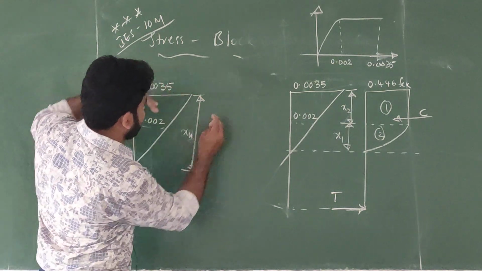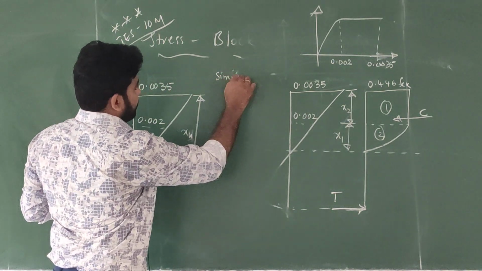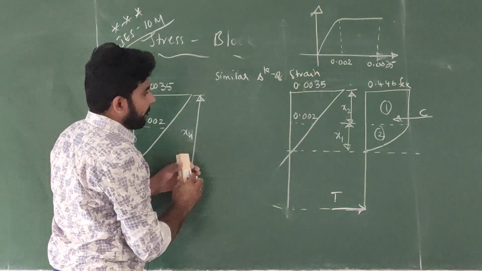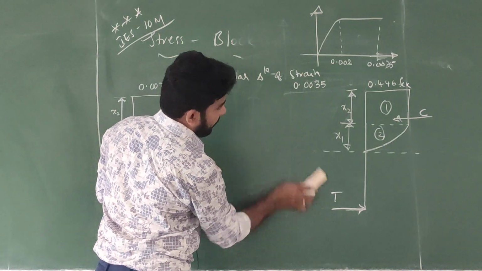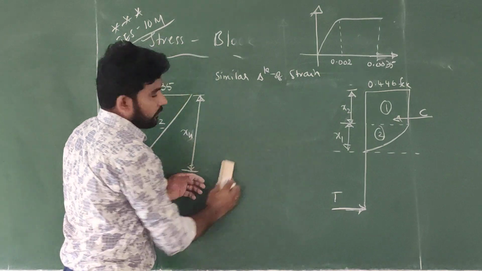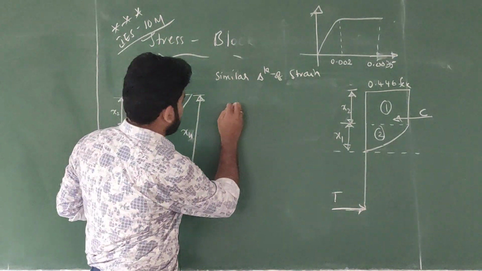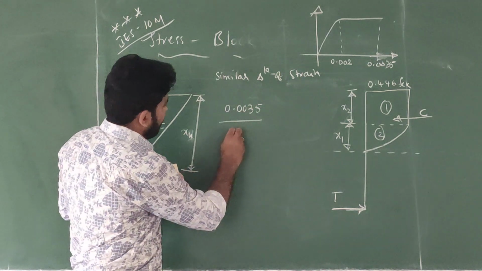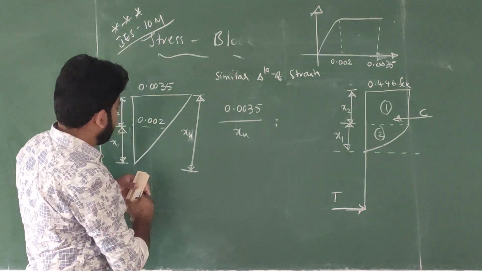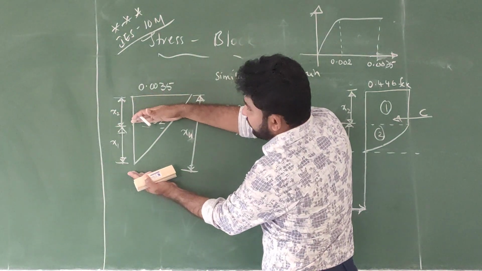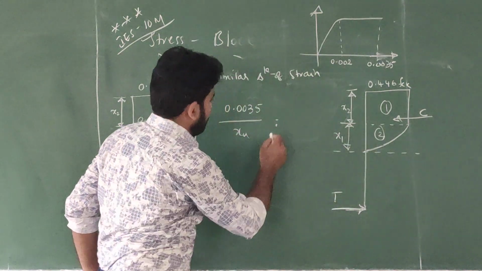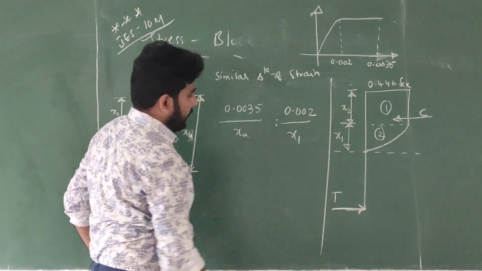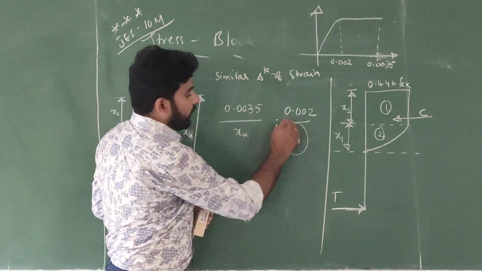Now using similar triangles of strain, what will we do? For this much strain, it is nothing but 0.0035 at a depth of xu. For a strain of 0.002, what is the depth? x1. So 0.0035 divided by 0.002 equals xu divided by x1. Now our aim is to find this x1.